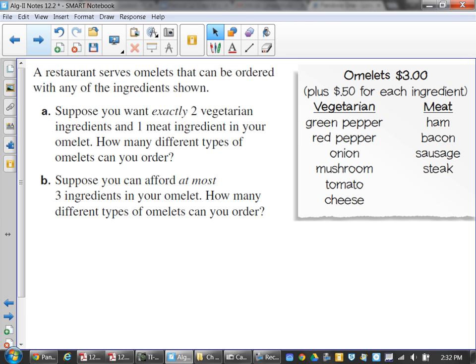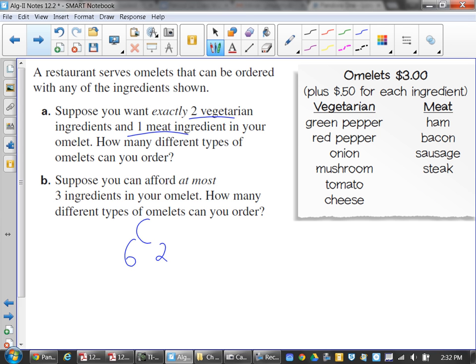So what happens here in part A? If you want to get exactly 2 vegetarian and 1 meat ingredient, how many vegetarian ingredients do you have to choose from? 6. And how many do you choose? 2. So it becomes 6 choose 2. And I'm going to multiply that by, because I want it to occur as well, 4C1. That'll give me my total combinations of 2 veggies and a meat ingredient in my omelet. That makes sense?